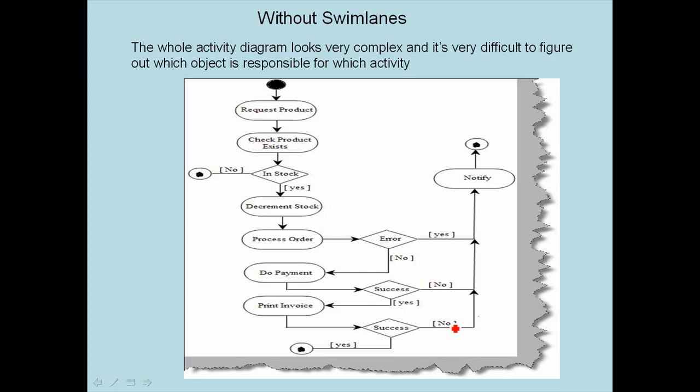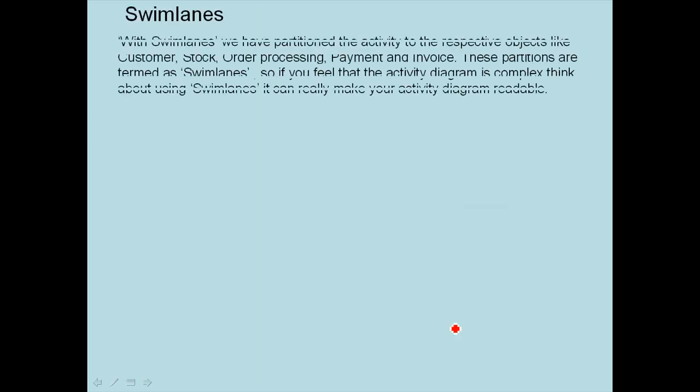You have a request product, then you check a product, you decrement a stock, you do payments, you notify if the process is done or not done, or the order is processed or not. Looking at this diagram is quite probably easy for understanding, but it doesn't show the responsibility, which object is doing what. So what you can do is use swim lanes to partition and show the responsibility.